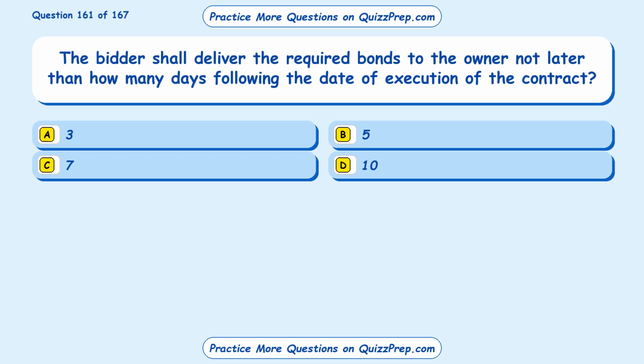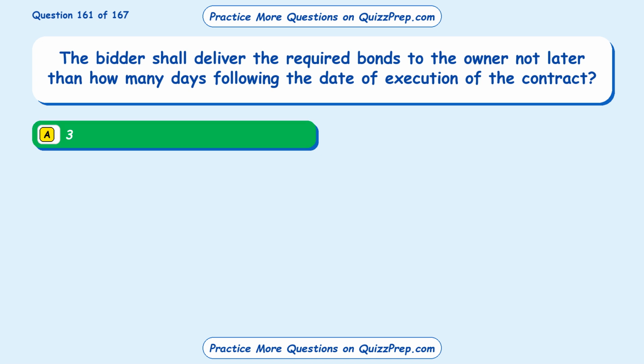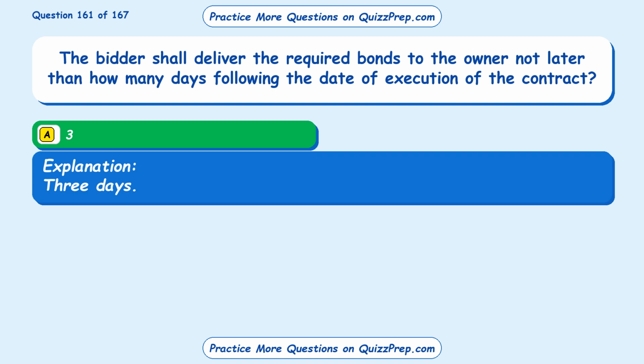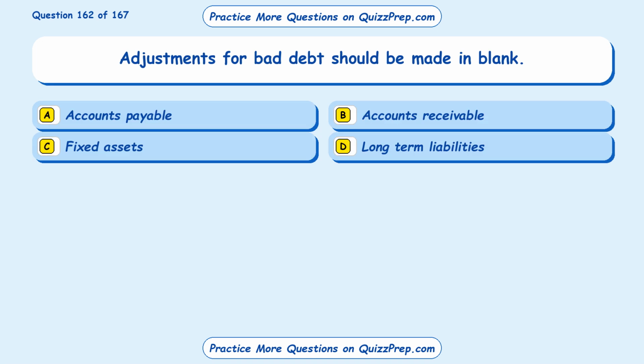Question 161. The bidder shall deliver the required bonds to the owner not later than how many days following the date of execution of the contract? Option A 3, Option B 5, Option C 7, Option D 10. The correct answer is Option A 3. 3 days.